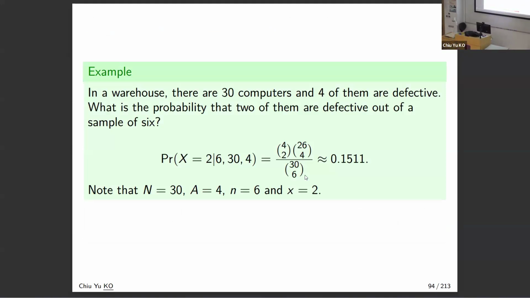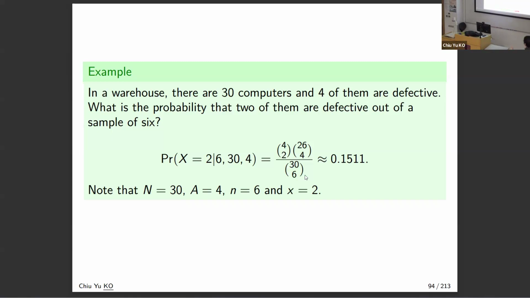But the example is like this, okay? You go to a warehouse, you are told that there are 30 computers, so big N is 30, and 4 of them are defective, okay? And defective here is something we want to figure out. So defective is A, okay? Success or failure need not be real-world success, right? Because we want to find the defective stuff. So big A is 4.